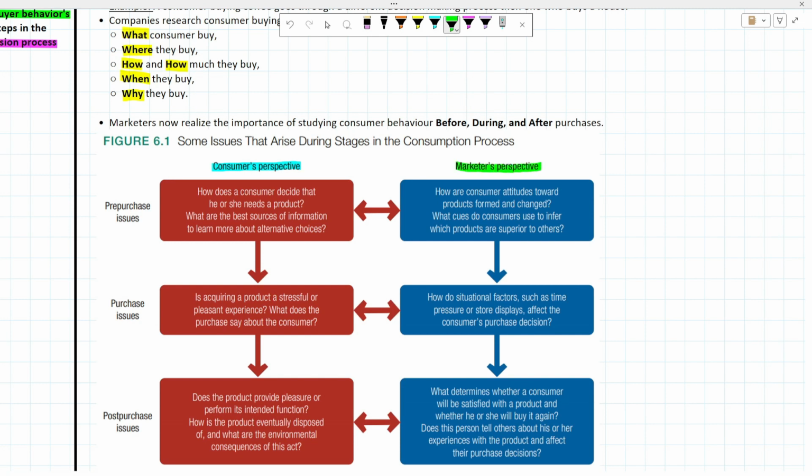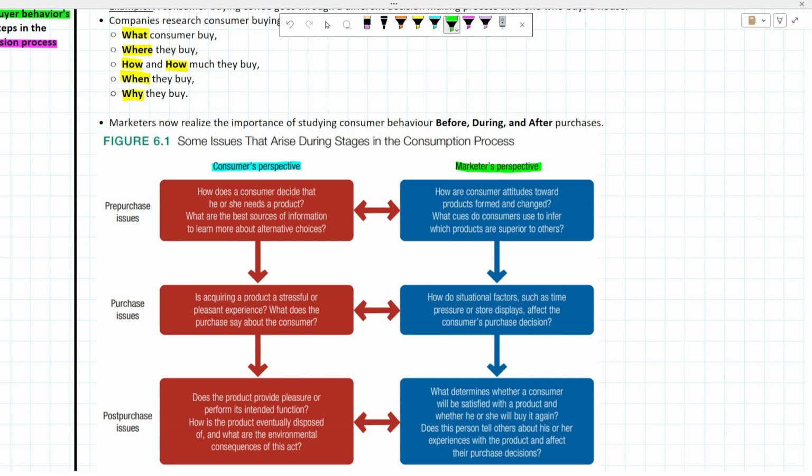So the pre-purchase, this is before. How does a consumer decide that he or she needs a product? What are the best sources of information to learn more about alternative choices? Compared to the marketer's perspective, how are consumer attitudes towards products formed and changed? What cues do consumers use to infer which products are superior to others?